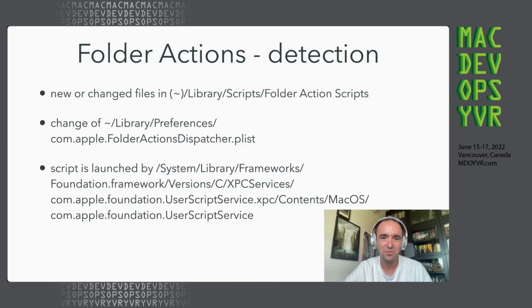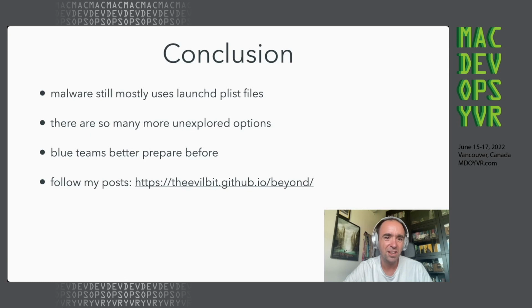Detection, look for any new or changed scripts, look for the change of the preference file, and the script will be launched by the com.apple.foundation.UserScriptService process. So if it does launch anything weird, we can check that out. So conclusion, although malware still uses launchd plist files nowadays, it might evolve, so we better prepare before malware does.